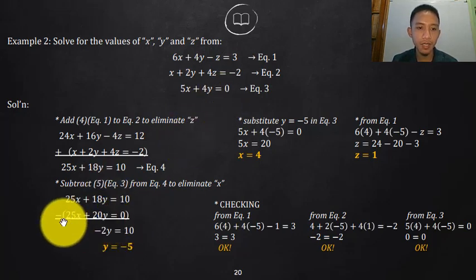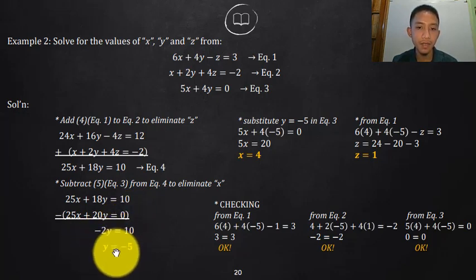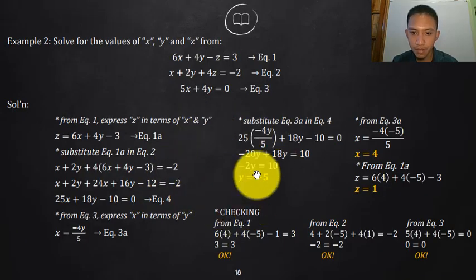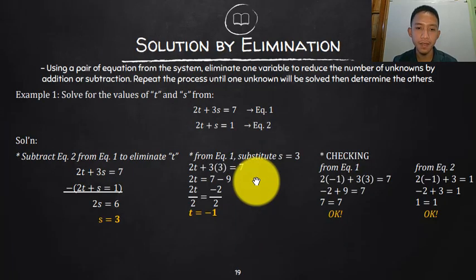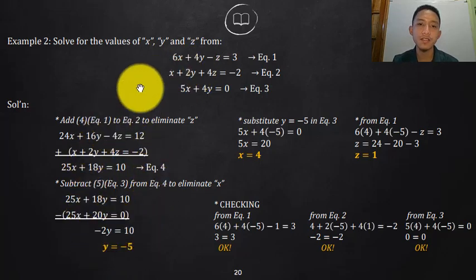Okay, subtract. x and x cancel, but 18 minus 20y will be negative 2y, and 10 minus 0 is still 10. Divide both sides by negative 2, and you will have y equals negative 5. Is that our answer for y using substitution? Yes, negative 5. Okay, now you already have one. Go back and solve for the rest, for x and z.